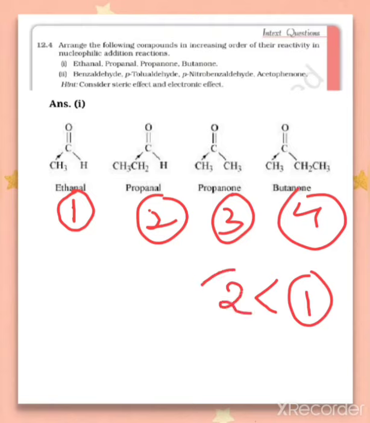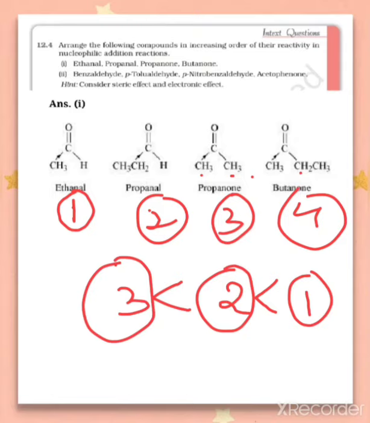Next will be the second, because it has only one alkyl group, but it is bigger than the case of ethanal. Next, when you compare the third and fourth structure, which one will be more reactive? That is, the third one will be more reactive because here two alkyl groups are there and both are smaller. So the next will be the third one, and the minimum reactivity will be the fourth one because it has two alkyl groups and one of the alkyl groups will be bigger in size.